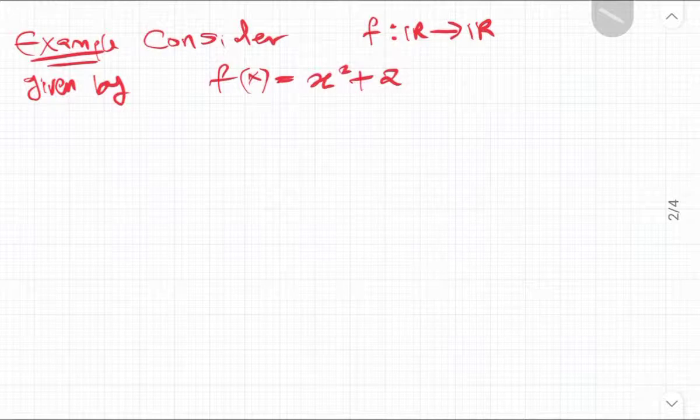Let's consider f of x, a function which takes in elements from the real numbers and also outputs elements present in the real numbers. So we are restricting it to real numbers. This function is given by f of x equal to x squared plus 2.